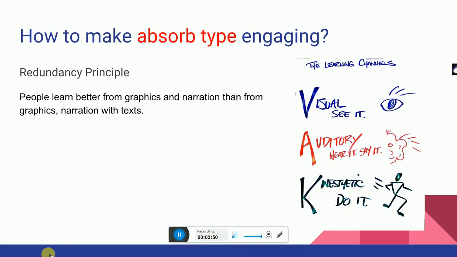The third principle is called the redundancy principle. People learn better from graphics and narration than from graphics and narration with text on the screen. So we want to reduce the amount of text, but rather provide narration, the audio input, with visual input.